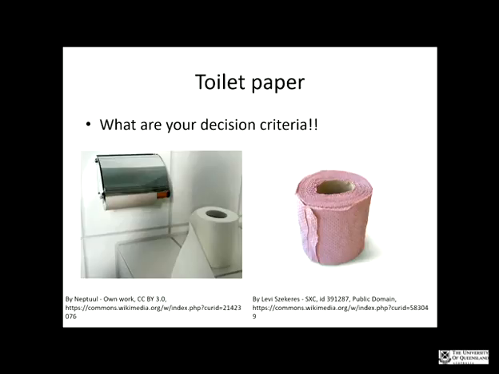Coming back to that idea of toilet paper, and you've got a range of different criteria, how do you bring those together to make a decision?